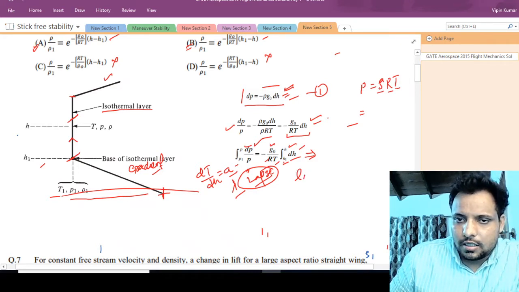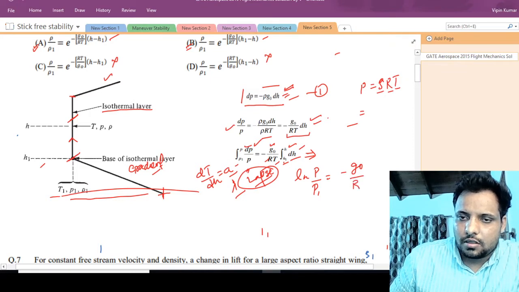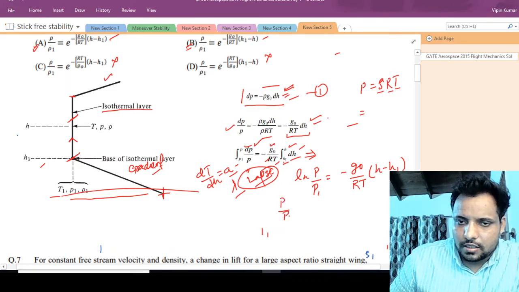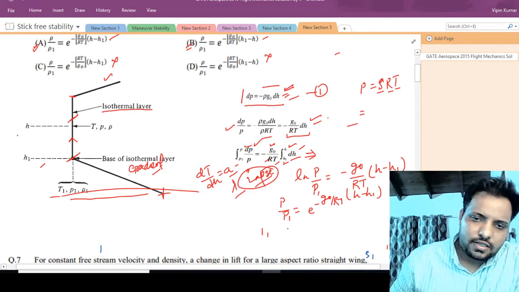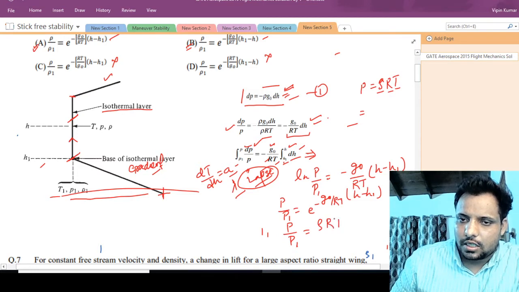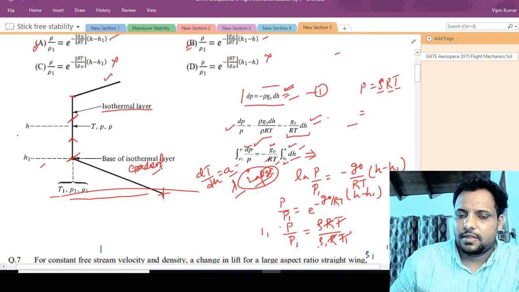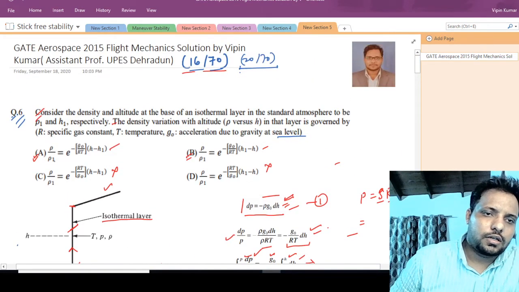right hand side, I get natural log of p upon p1. On the left hand side I get minus g naught upon R T into (h minus h1). Okay, which also can be written as e power minus g naught upon R T (h minus h1). Okay, but in the question it is the density variation which is asked. So I know that p upon p1 is, using the equation of state, rho R T upon rho 1 R T1. T and T1 are the same, R is constant, density is variable, so rho by rho 1 is basically equal to p by p1. That means it is also equal to rho by rho 1, and our answer A is correct.